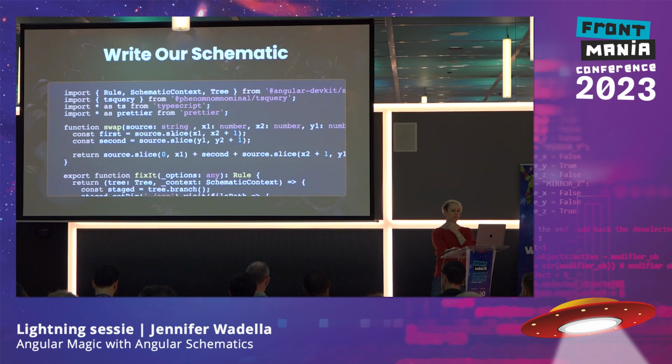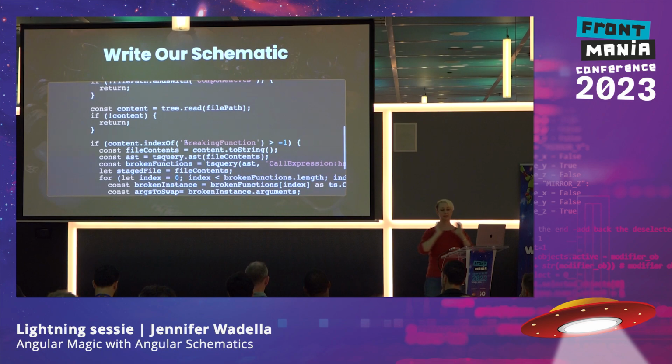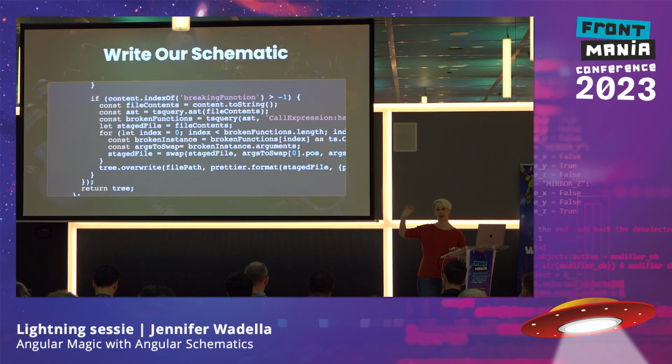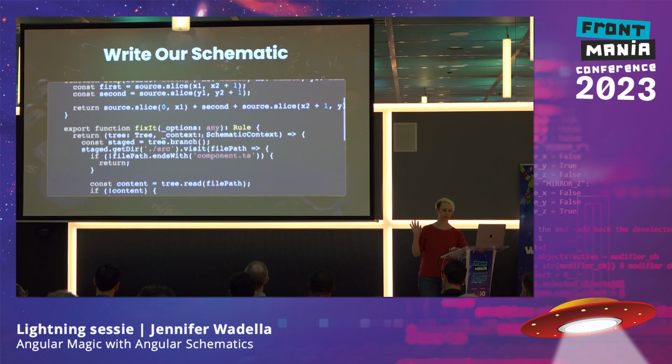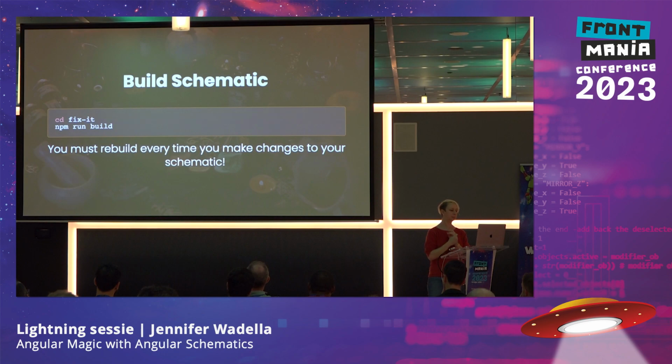Okay, so to do this, our schematic is going to look something like this. And again, the hardest part, in my opinion, of dealing with schematics is just navigating some of these code changes. And so this code is a quick and dirty way to basically find all the functions with an instance of breaking function, which is what that function is named, and then making some assumptions and swapping those parameters. So the source code is there and available for you, but that's not important for the purpose of this demo.